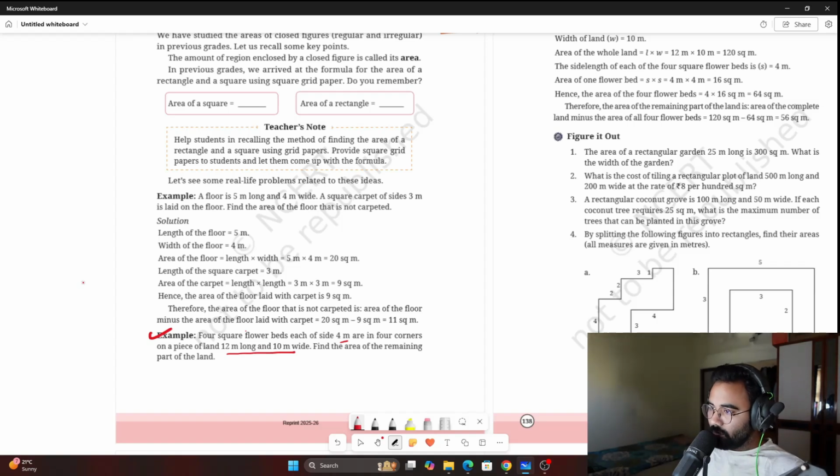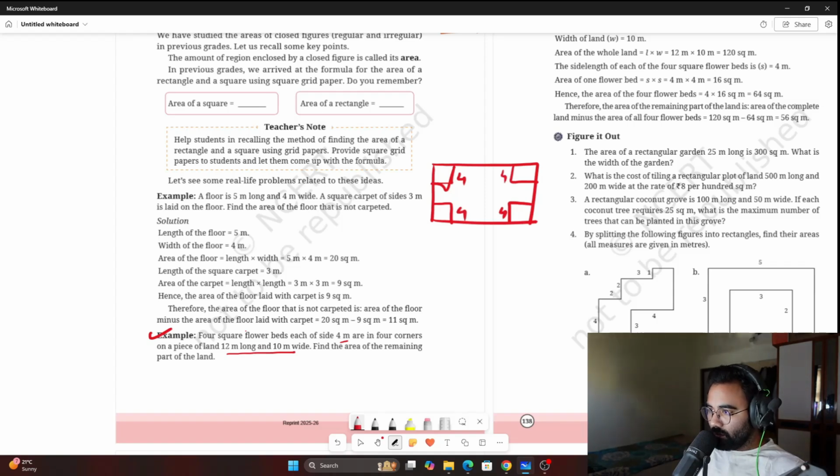Always draw a rough diagram. Don't underestimate the power of visualization. So there are four square flower beds on four corners. This is corner 1, corner 2, corner 3, corner 4. Okay, now each of them has a side 4.